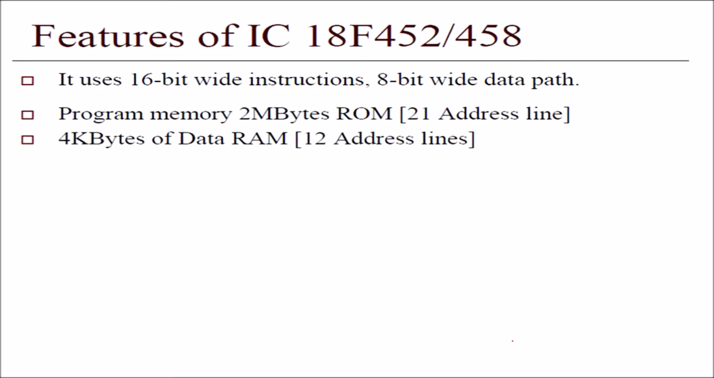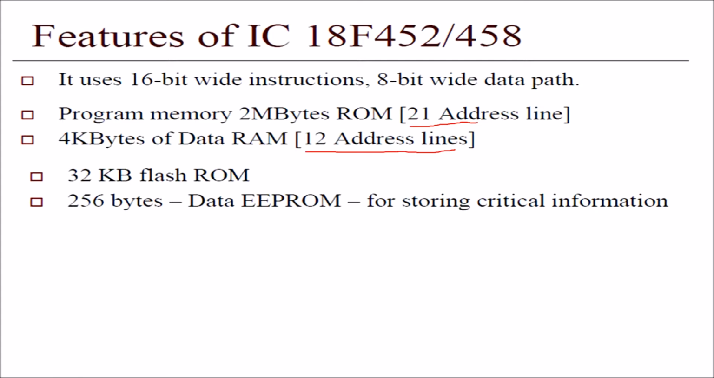Program memory in this microcontroller is 2 megabytes ROM. To access this 2 megabytes ROM memory, it has 21 address lines. And data RAM is 4 kilobytes, so it has 12 address lines. So for data memory, address bus size is 12-bit, and for program memory, address bus size is 21-bit.